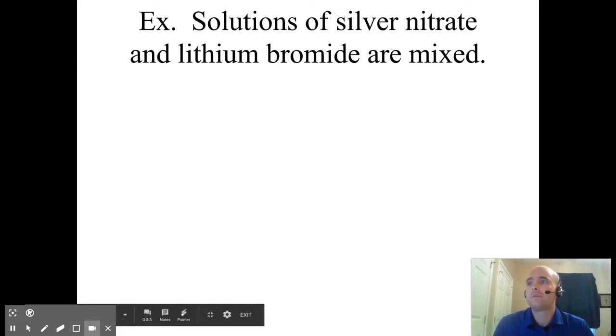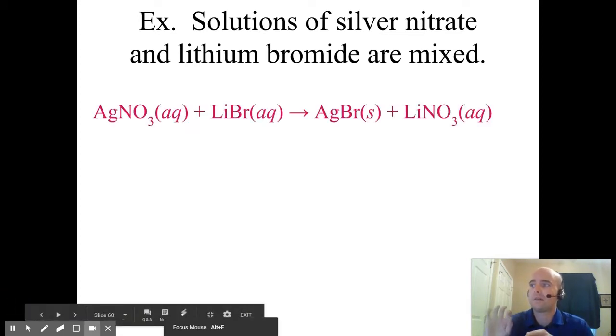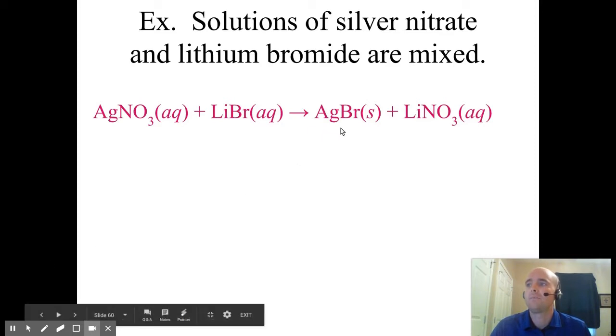An example of this would be if we had silver nitrate and lithium bromide. We would write those in our reactants, and then we would have to predict the products here. We would be able to predict these two, and then we would try to look and see if there was something that wasn't soluble. I do know that nitrates are soluble, so I can definitely put an aqueous there. And then if I was told that a precipitate would form, then I would know this was the precipitate.